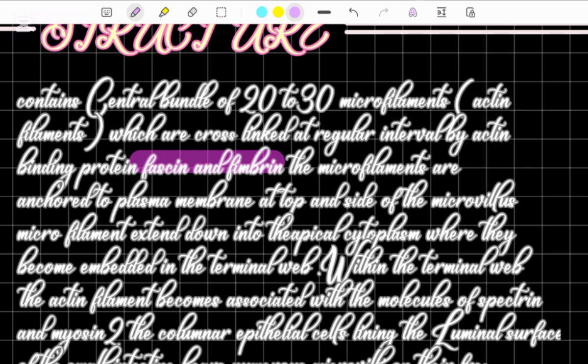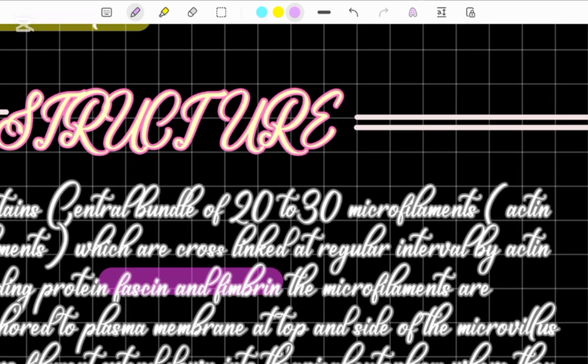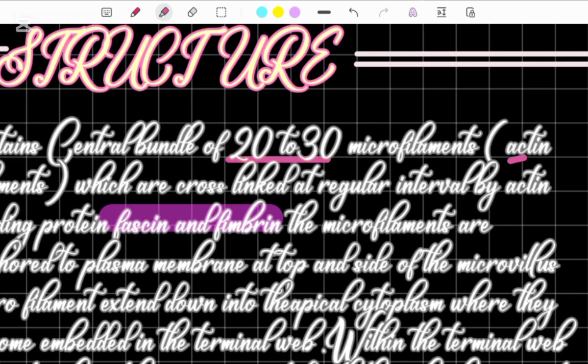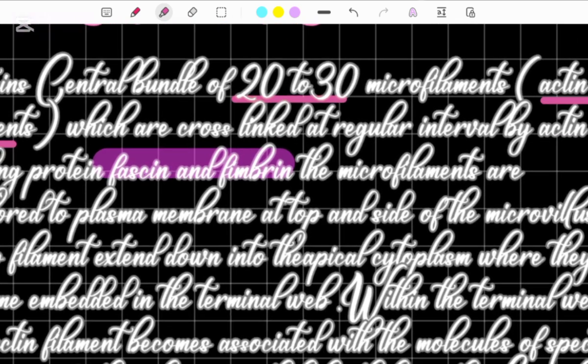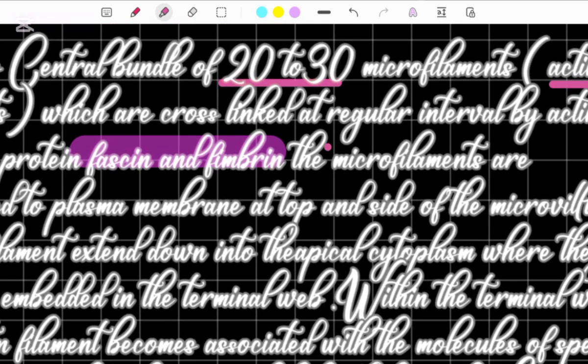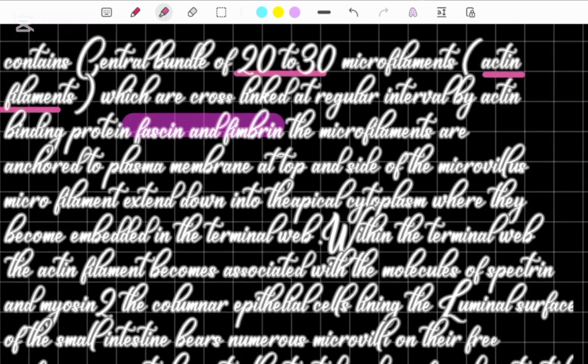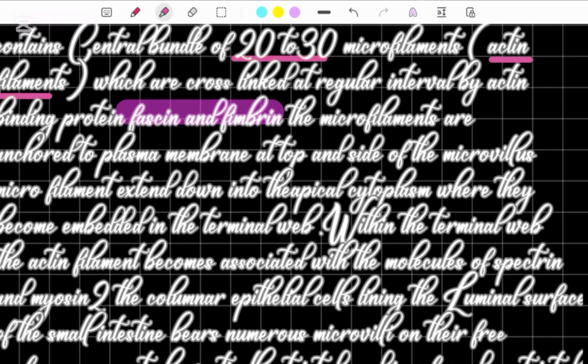Now we will discuss the structure of the microvilli. There is a central bundle of 20 to 30 microfilaments, specifically actin filaments, which are cross-linked. You have to remember the numbers, 20 to 30 microfilaments, also known as actin filaments. There are two types of microfilaments, actin and myosin, which are cross-linked at regular intervals by actin-binding proteins, that is fascin and fimbrin. The microfilaments are anchored to the plasma membrane at the top and side of the microvillus.